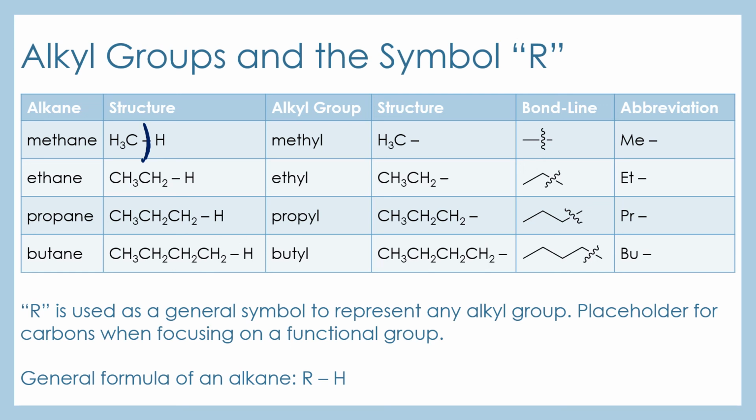The structure of a methyl group is H3C. And if you're looking at the bond line form, this wiggly line here means that it's attached to something larger. We can also use the abbreviation Me for methyl. You can do the same thing with ethane, propane, and butane, where if you take off that terminal hydrogen, they become molecule fragments. So they are called ethyl, propyl, and butyl, and they all have their shorthands as well.